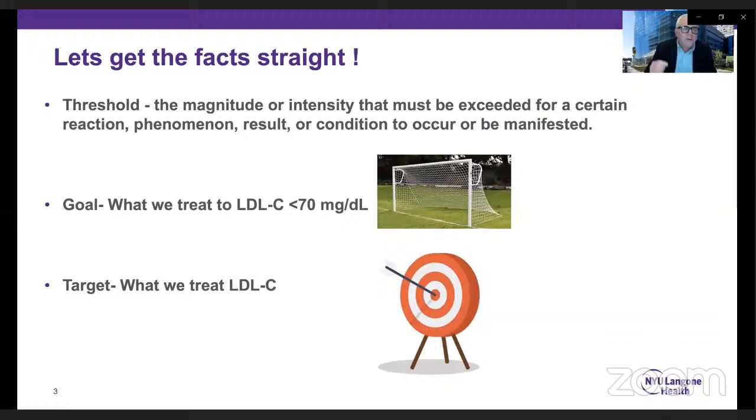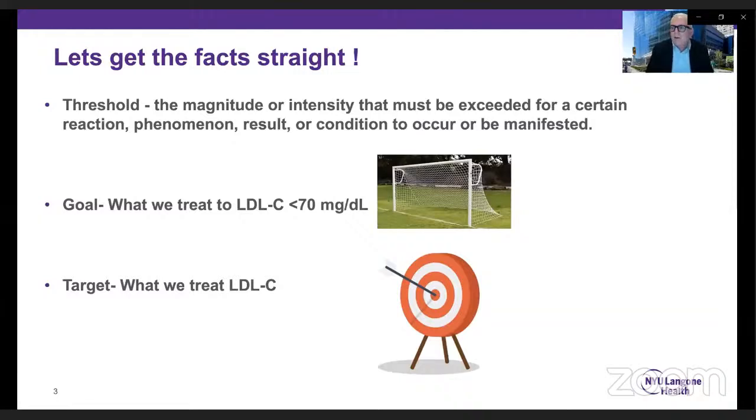We treat targets to goals, but then what has come into play more recently is the concept of threshold. And so I've listed a definition for threshold here on the top: the magnitude or intensity that must be exceeded for a certain reaction, phenomenon, result, or condition to occur or be manifested. And so thresholds are where you intervene in the case of lipid management with lipid-altering therapy. And the intervention is what is deemed to be the therapeutic intervention itself, not the number per se that you are trying to achieve. And why is this important?